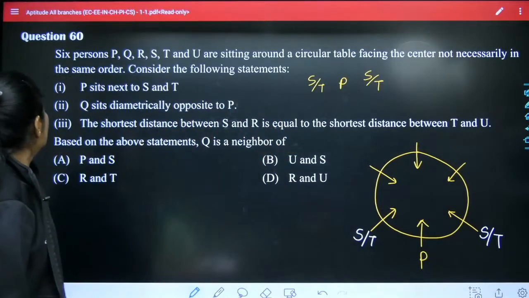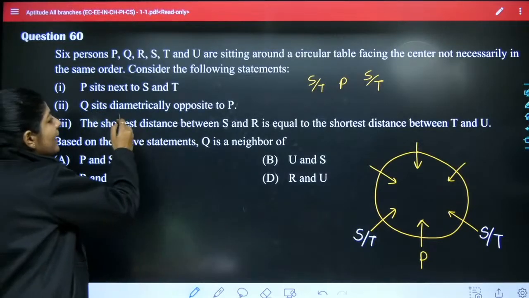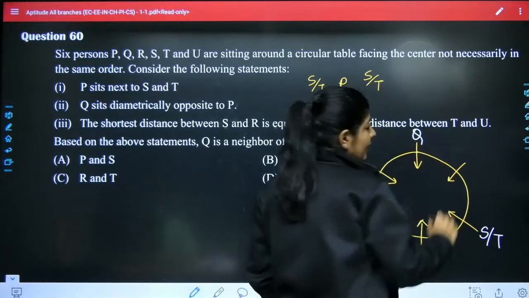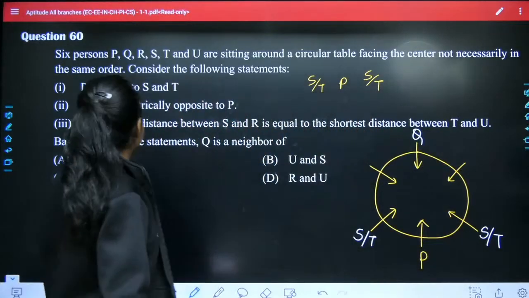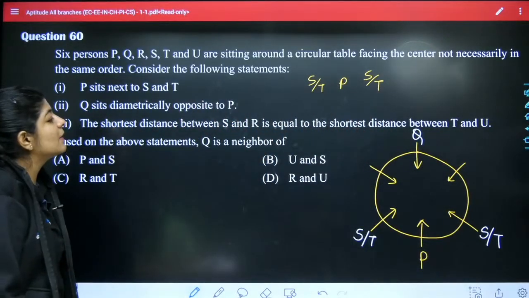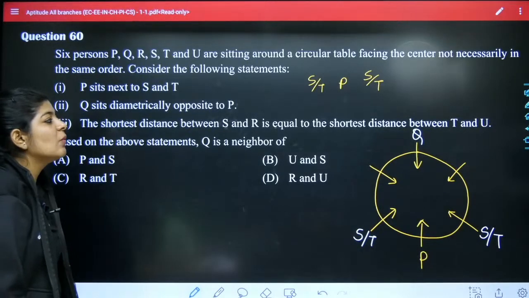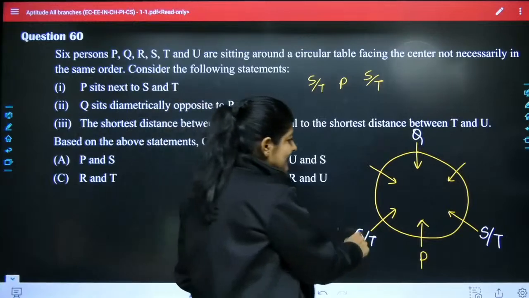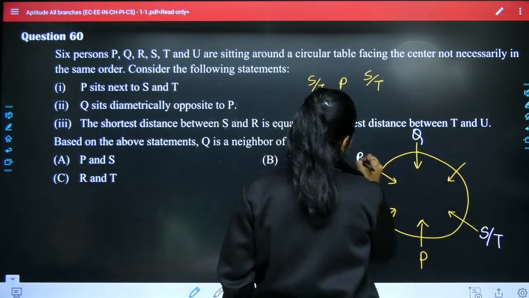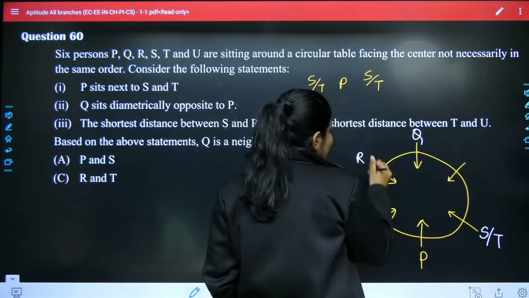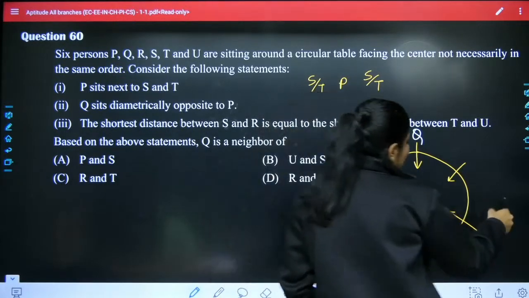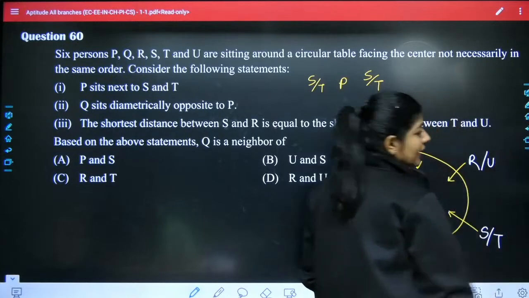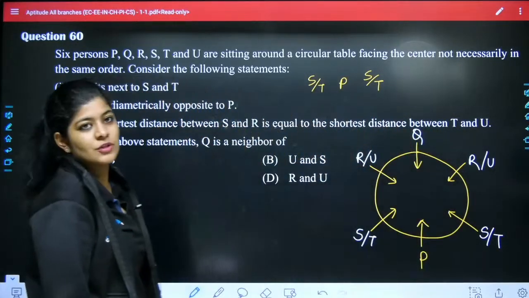Now Q sits diametrically opposite to P, that means Q is here. The position of Q is fixed. The shortest distance between S and R is equal to the shortest distance between T and U. If S is here, that means R is here. This is the shortest distance. If T is here, that means U is here. Similarly, if S is here, R is here. If T is here, that means U is here, right? This is the possible diagram which we have.